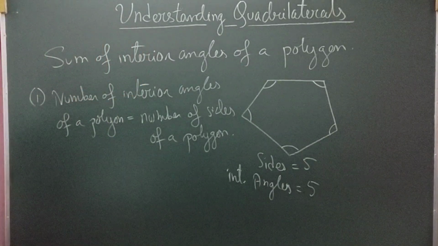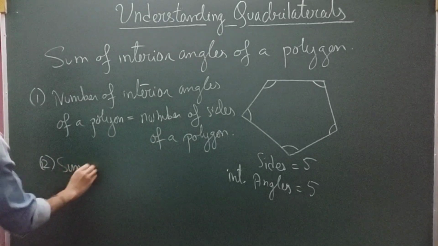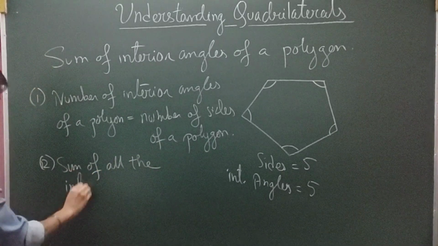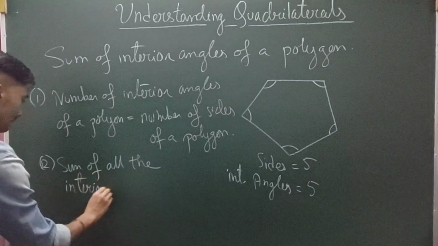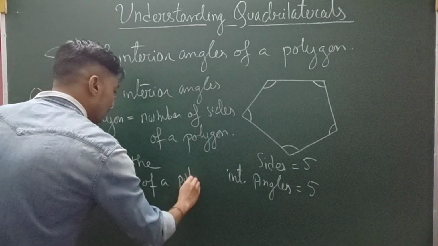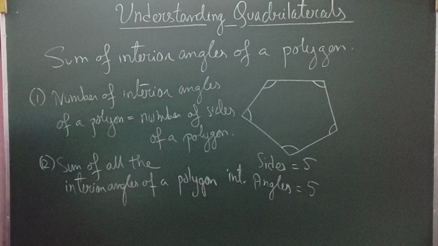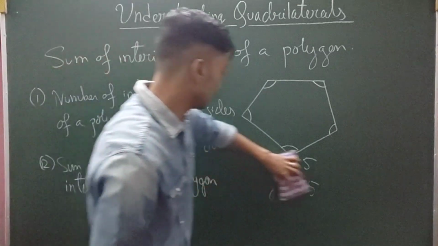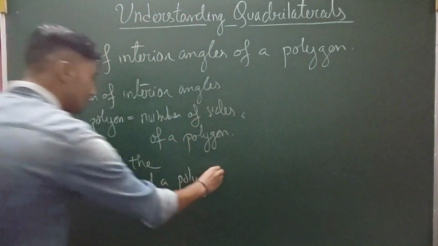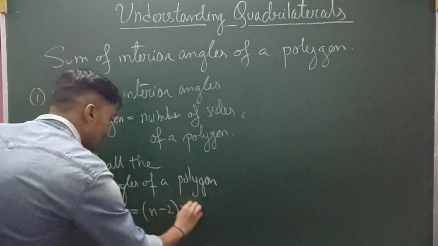Alright, next, the second point: what will be the sum of all the interior angles of a polygon? Now nobody can tell that, because it will depend on the number of sides. Don't forget, a pentagon has 5 sides. The sum is given by (n minus 2) into 180 degrees.